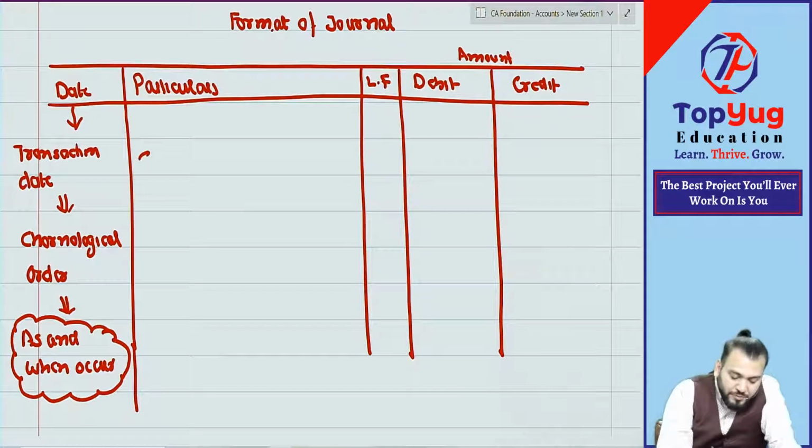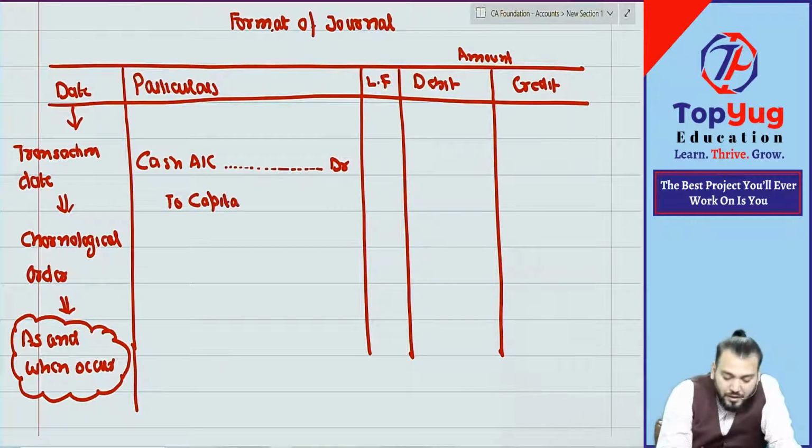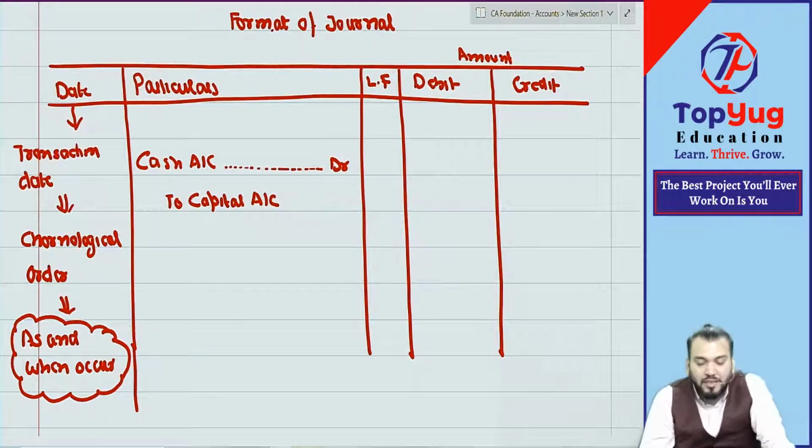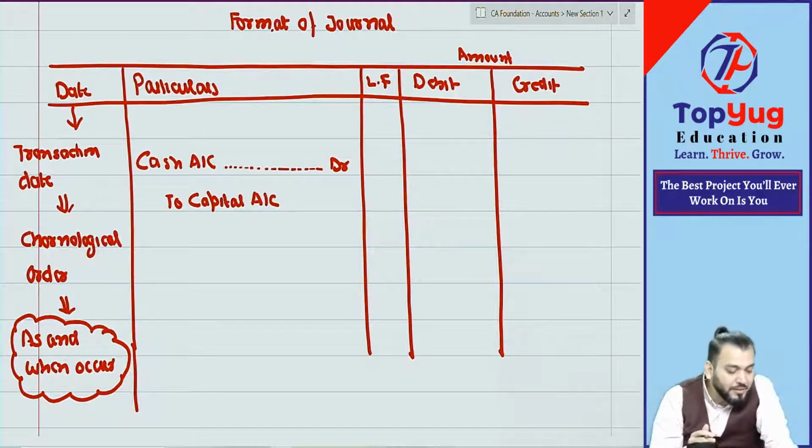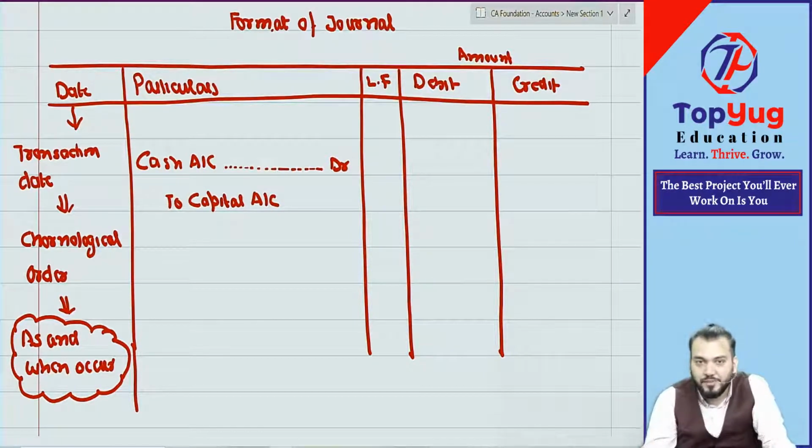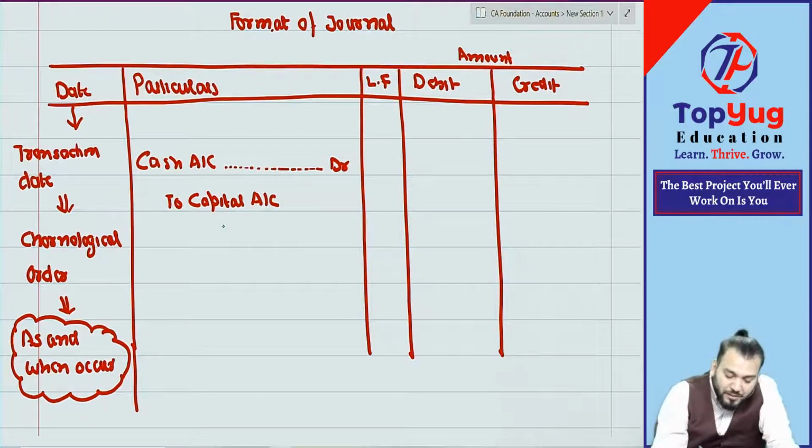How to write it down? We write it this way: cash account debit to capital account. Understood this point? Cash account debit to capital account. This is the way of writing a journal entry. So this is known as a journal entry.